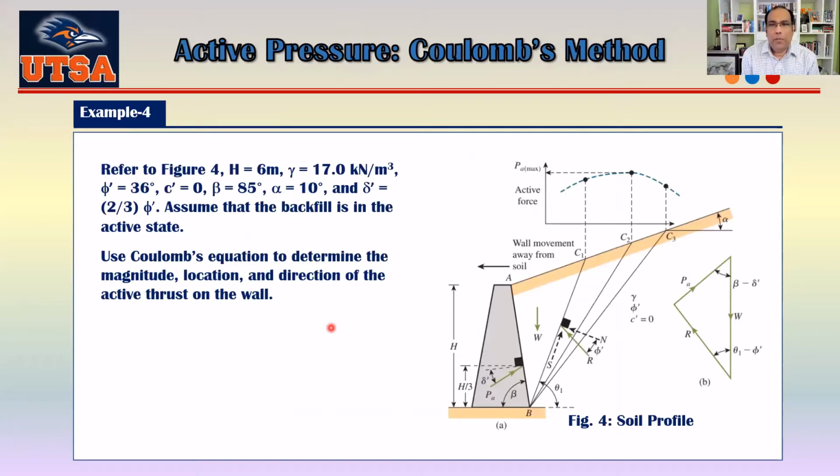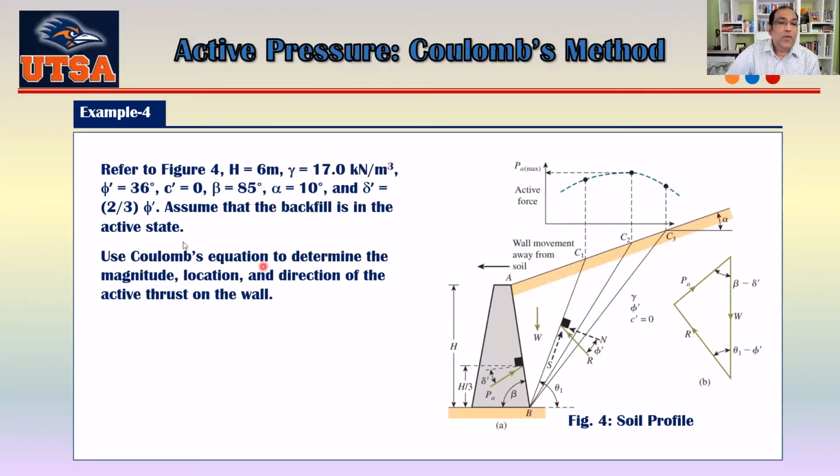This is example number 4. This is active pressure, but here we are going to follow Coulomb's method. This one is saying refer to figure 4, which is here. Your H is 6 meters from here to here. Your gamma, unit weight of soil, is 17 kilonewton per meter cube.